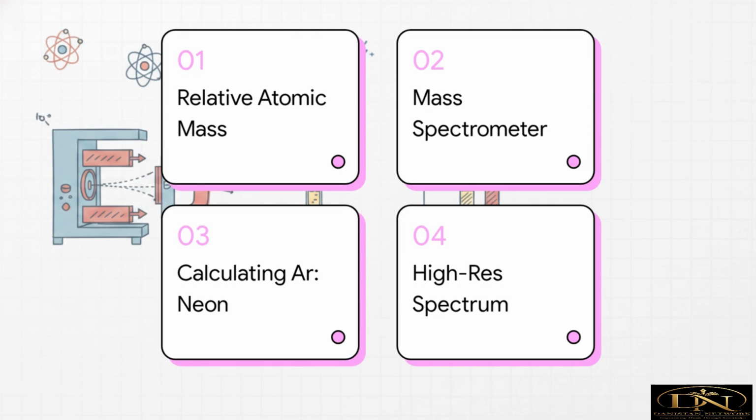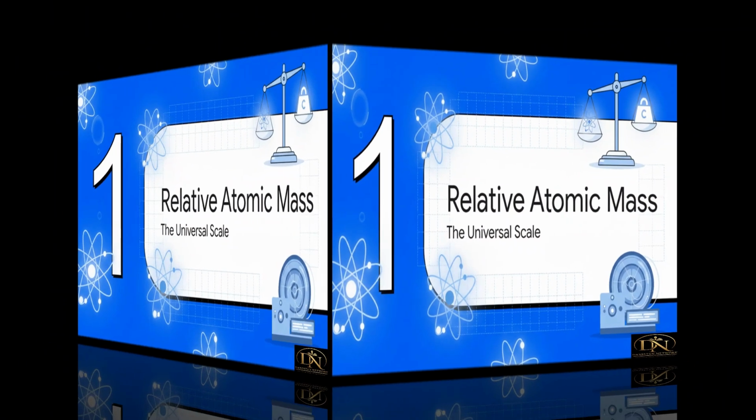So, here's our game plan. First up, we'll get our heads around this key concept called relative atomic mass. Then we're going to take a peek under the hood of the amazing machine that does all the heavy lifting, the Mass Spectrometer. After that, we'll roll up our sleeves and actually run through a calculation using neon as our example. And finally, we'll see how to interpret a more complex set of data from the element lead. All right, let's dive right in.